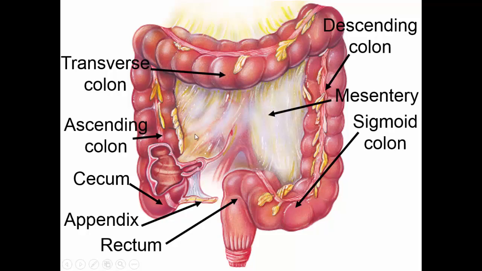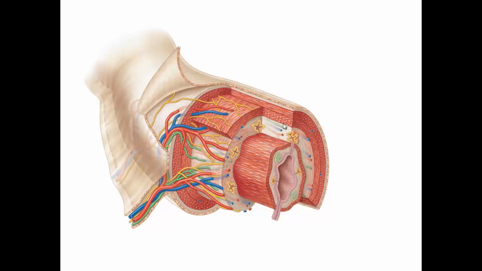There is tissue that helps keep the tubing all in place. This is known as the mesentery. It's part of the peritoneum. As we look at the alimentary canal, there are four layers. Now these vary a little bit in various places of the alimentary canal, but they're all basically there.